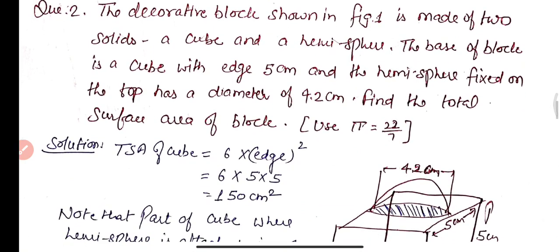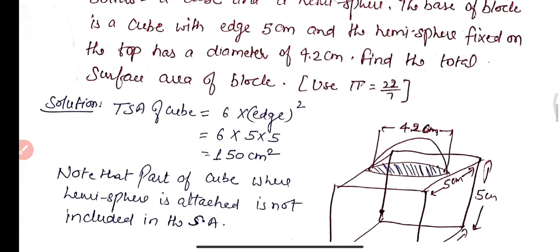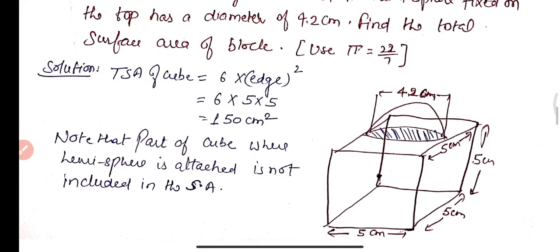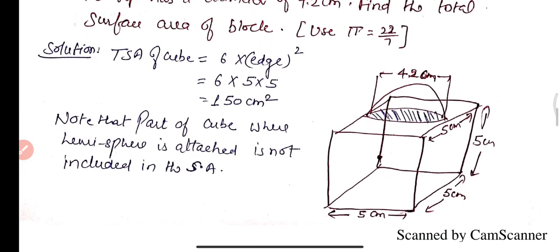The decorative block shown in figure 1 is made up of two solids, a cube and a hemisphere. The base of the block is a cube with edge 5 cm and the hemisphere fixed on the top has a diameter 4.2 cm. Find the total surface area of the block.